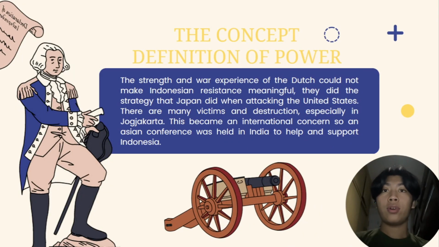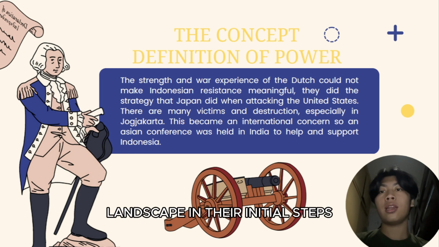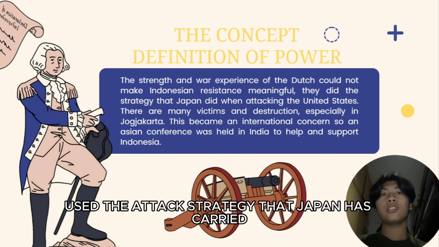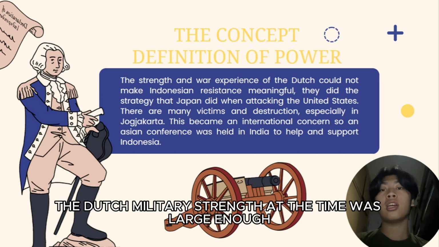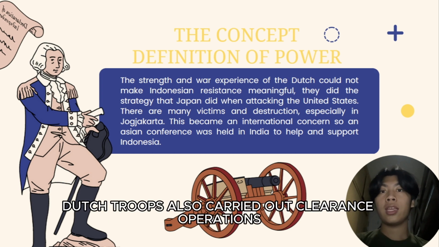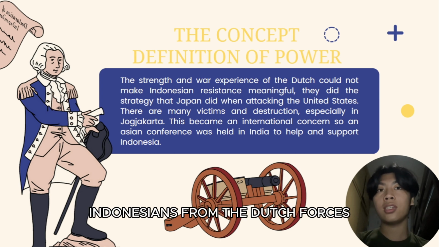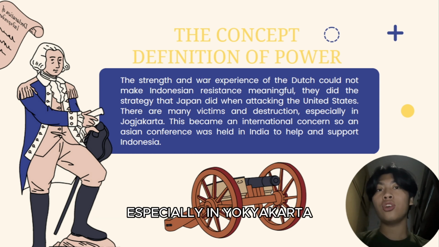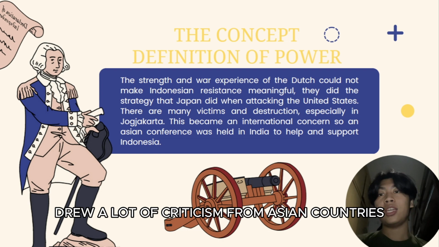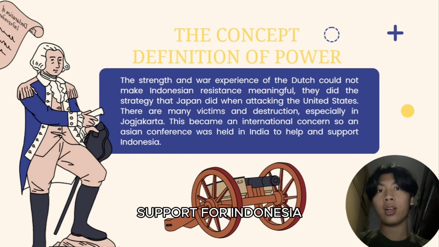The concept definition of power. In the second Dutch military aggression, the Dutch, who were already familiar with the Indonesian landscape, in their initial steps used the attack strategy that Japan had carried out when attacking the United States. The Dutch military strength at the time was large enough to make Indonesian resistance meaningless. Dutch troops also carried out clearance operations by arresting and detaining hundreds of suspected Indonesians. The Dutch forces succeeded in taking many victims and destroying buildings, especially in Yogyakarta, and the occurrence of colonialism. Its aggression drew a lot of criticism from Asian countries, so an Asian conference was held in India, which aimed to provide political and moral support for Indonesia.